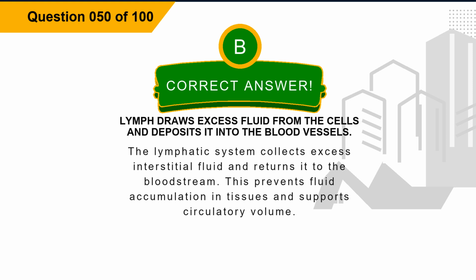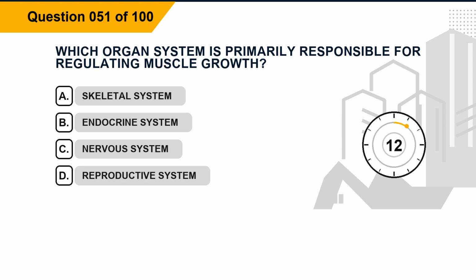Explanation: the lymphatic system collects excess interstitial fluid and returns it to the bloodstream. This prevents fluid accumulation in tissues and supports circulatory volume. Question 51. Which organ system is primarily responsible for regulating muscle growth?